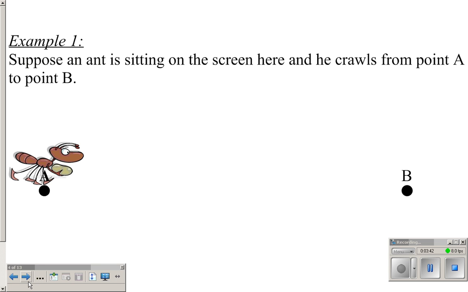All right, so here we've got this ant who's sitting here. He's just kind of hanging out. I don't know if you guys can hear the music through my speakers here.